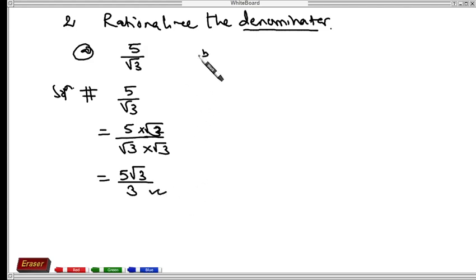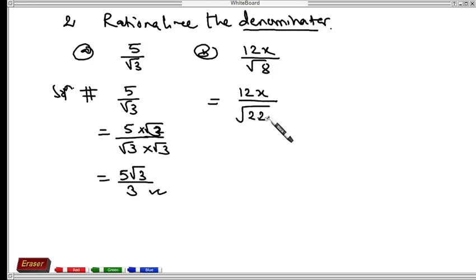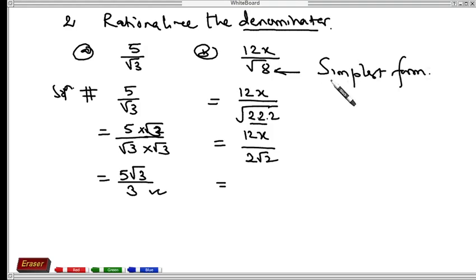Now, moving to the second part, dear students, suppose 12x over root 8 is given. First of all, find the factors of 8, that is 2 times 2 times 2, so it is 2 root 2. I think you understand, you are in grade 10. From these two 2s we have taken out one 2, and the other remains. Now this is called the lowest term or simplest form, and then only we can rationalize. We should not multiply directly by root 8 in this case. Check whether the given term is in simplest form or not. You need to check that part first in the given expression.